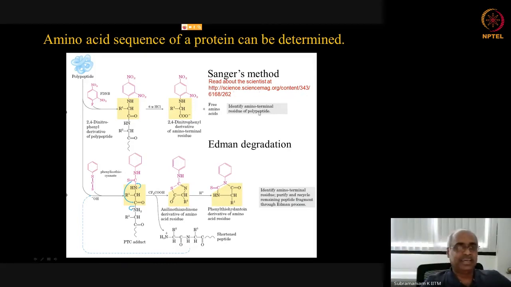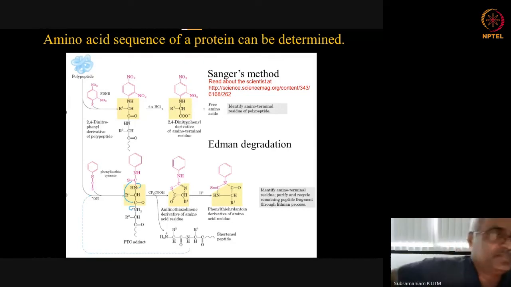So now, what is Sanger's method of sequencing proteins? So essentially what he does is, a protein chain has an N-terminal residue, meaning at one end of the chain, the amino group of that amino acid at that end is not linked to any other amino acid because it's the end there. And that amino acid that has the free amino group, that is the N-terminus of the chain.